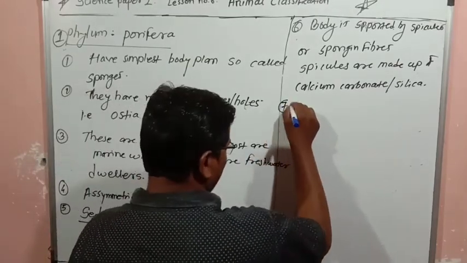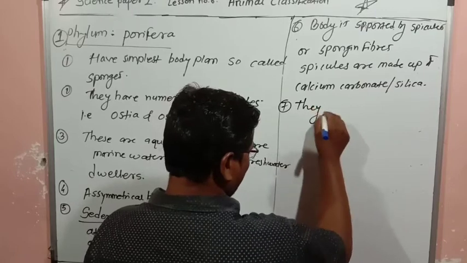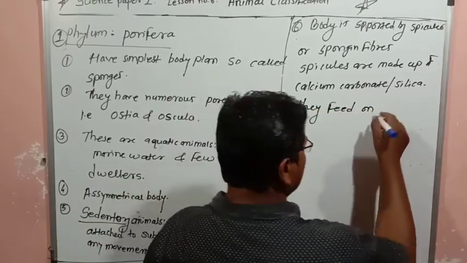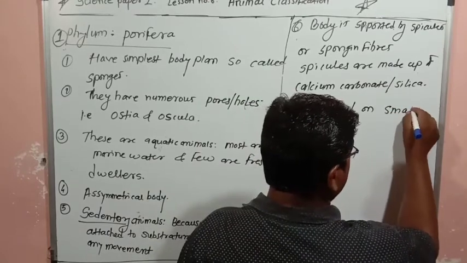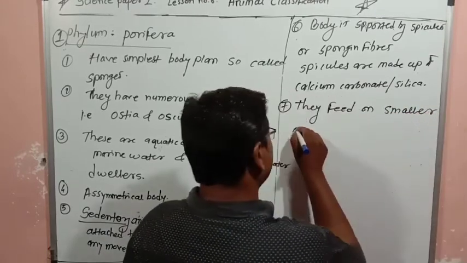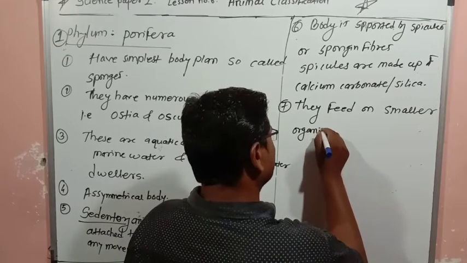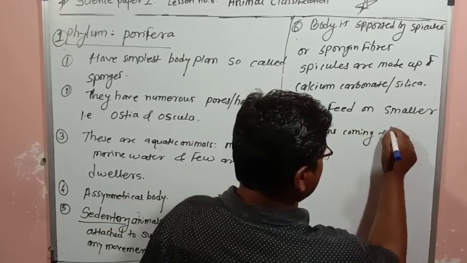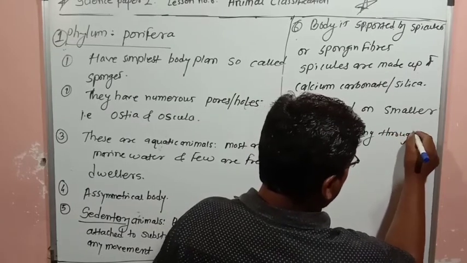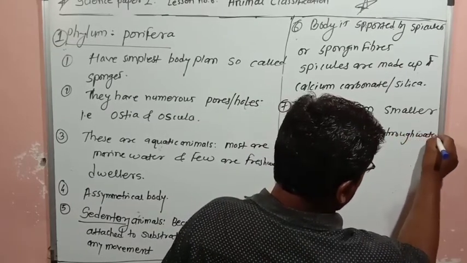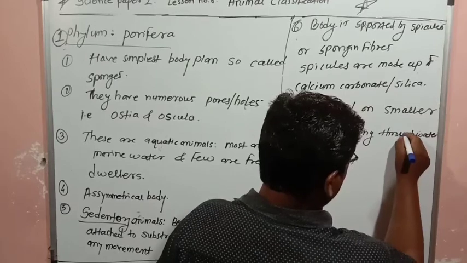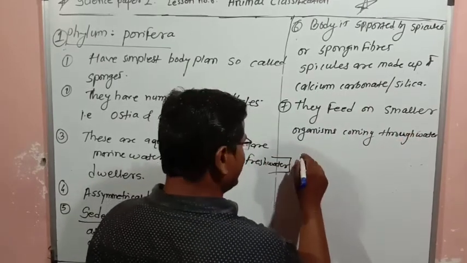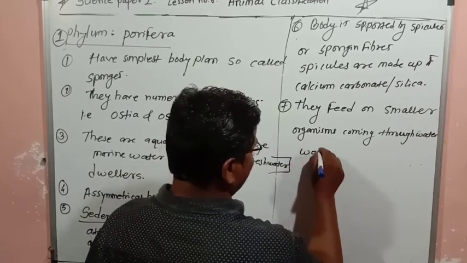Seventh point is that they feed on smaller organisms coming through water. And in that, you can say water is taken.